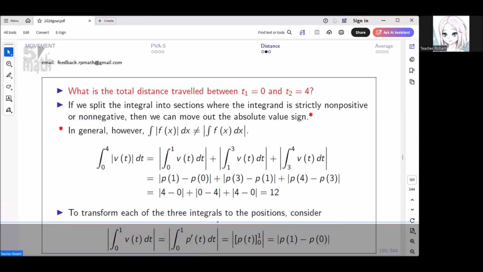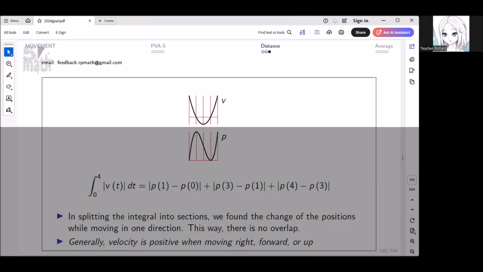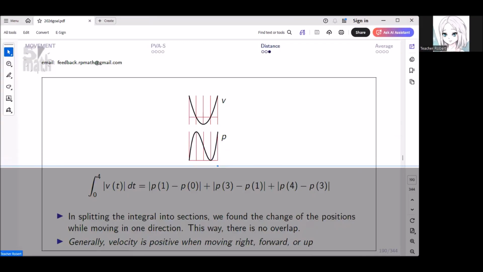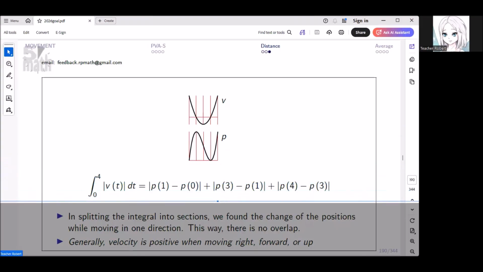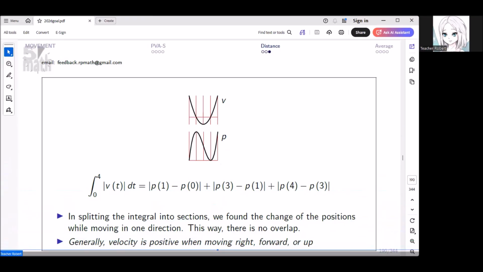To transform each of these three integrals to the positions, consider this. v, p. And we have the following. In splitting the integral into sections, we found the change of the positions while moving in one direction. This way, there is no overlap. Generally, velocity is positive when moving right, forward, or up.